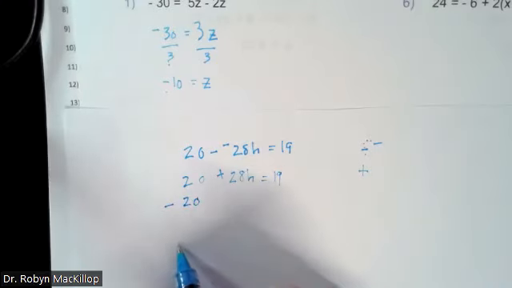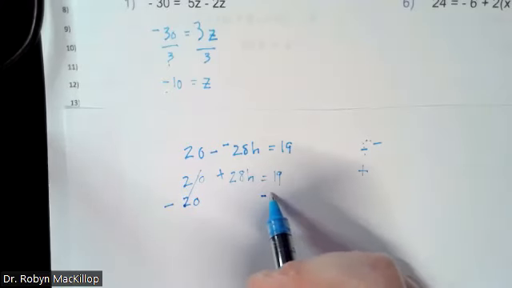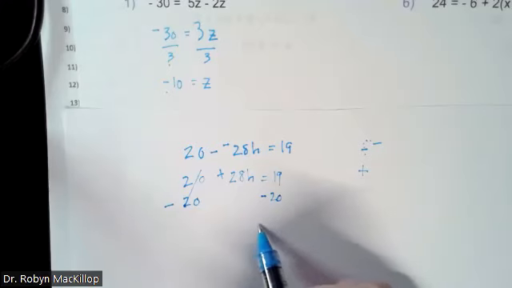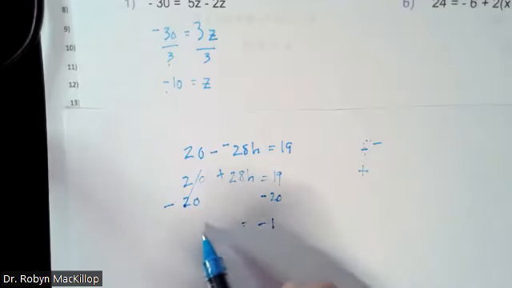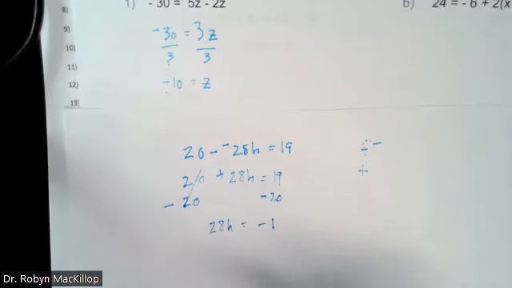So it zeroes out on this side. Boom. But we're also going to do the same thing over here, and that is going to give us -1. Bring down the equal sign, bring down the 28H. I don't like this problem. It's not going to be pretty.